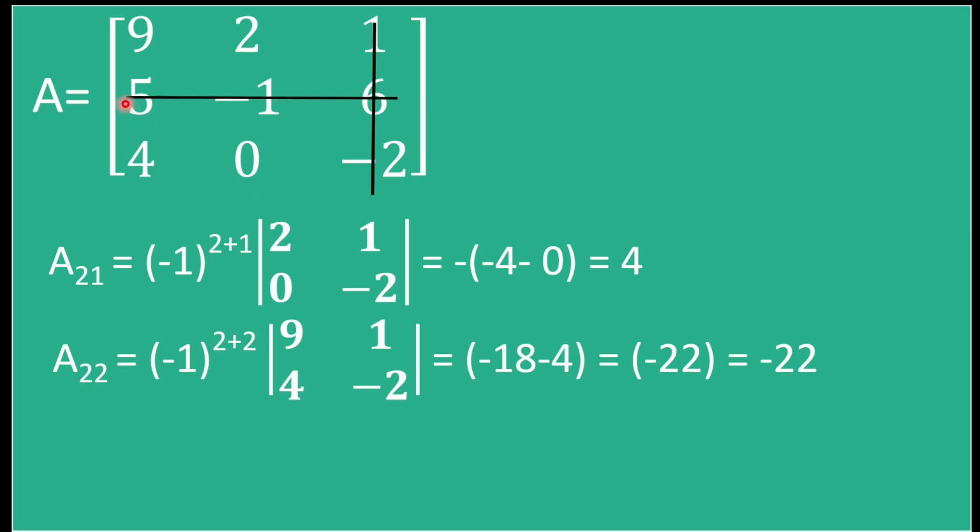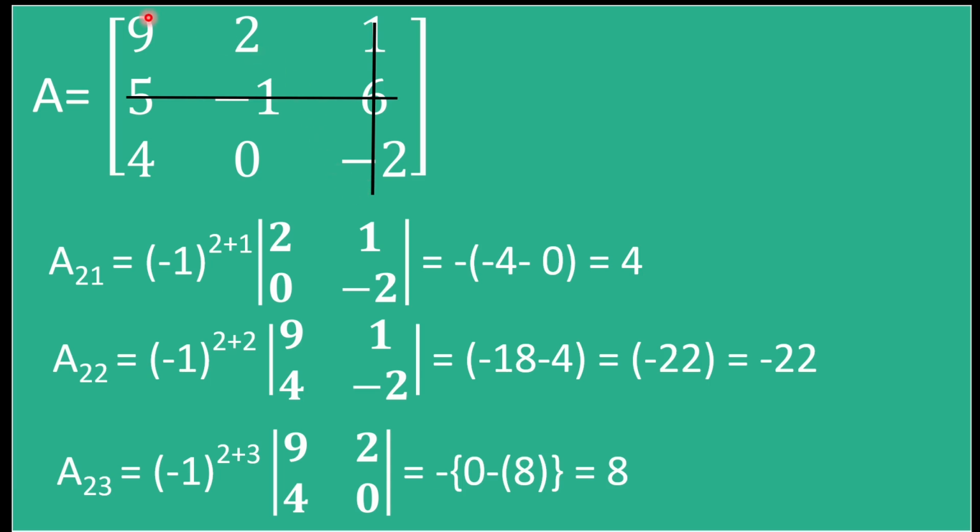And now we will move to find out the value of A23. So for A23 we will eliminate this second row and third column, and now we can write 9 2 and 4 0. Now we will multiply this 9 with this 0, so it will become 0, and then minus, and then 4 times 2 equal to 8. So 0 minus 8 will become minus 8, and because of having power 5, this minus will shift here. So this will multiply with minus 8, so overall it will become 8.